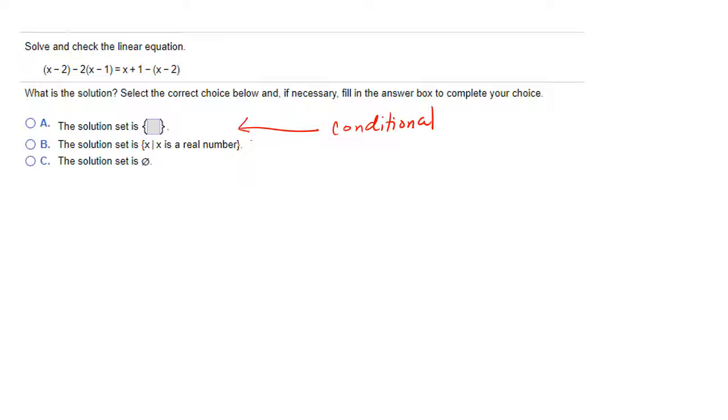The second case would happen if the answer would be all real numbers. That only occurs if the equation is an identity. The final outcome is that there is no solution. The solution set is the empty set or null set. That happens when the equation is what we call inconsistent.